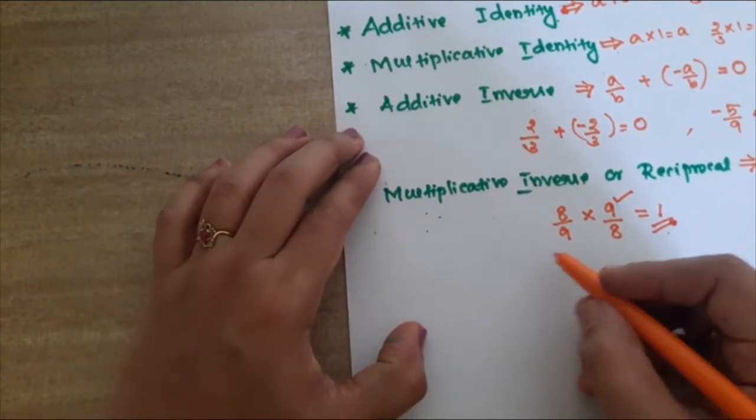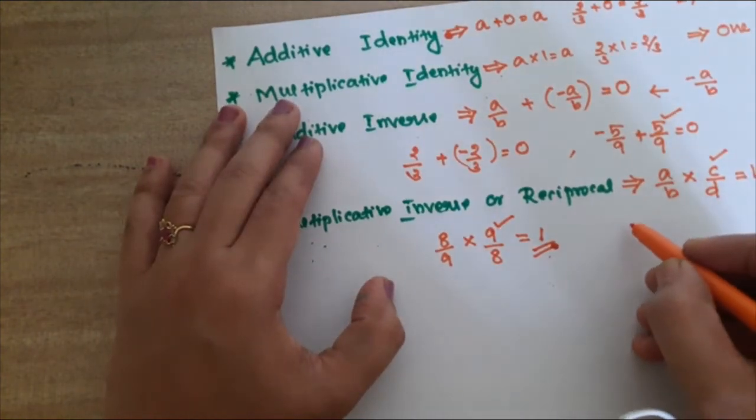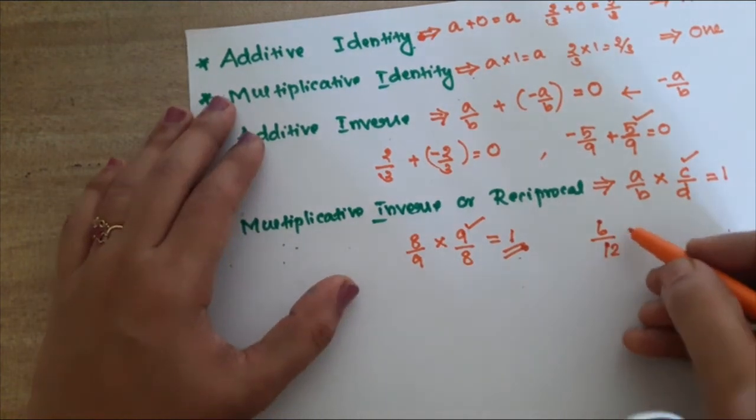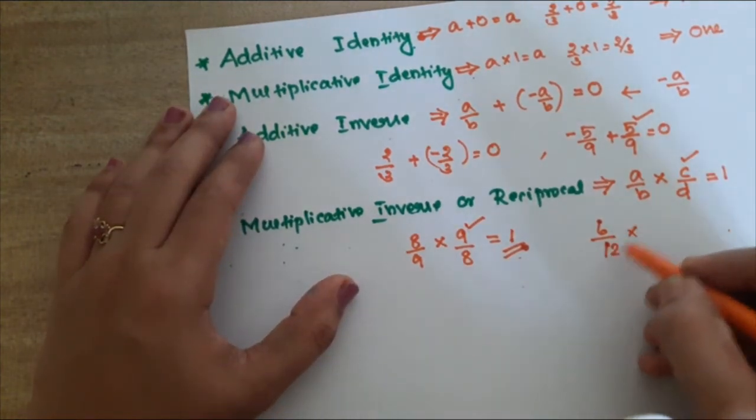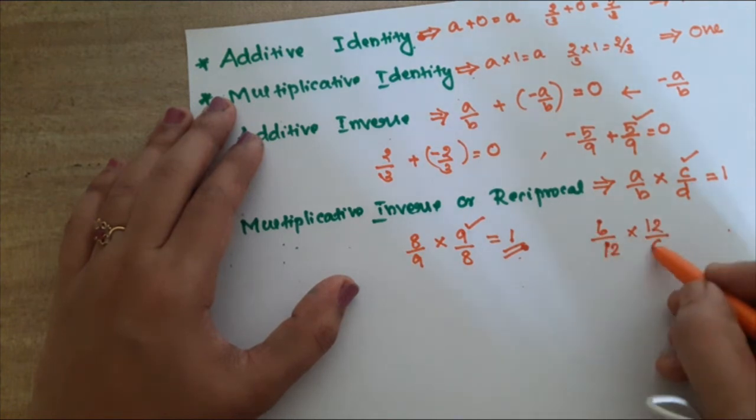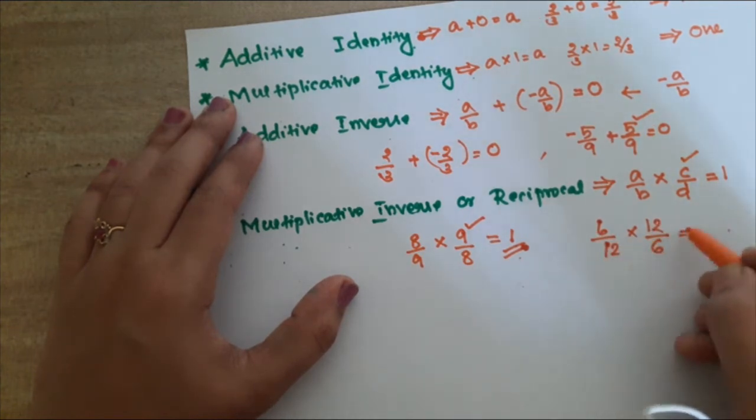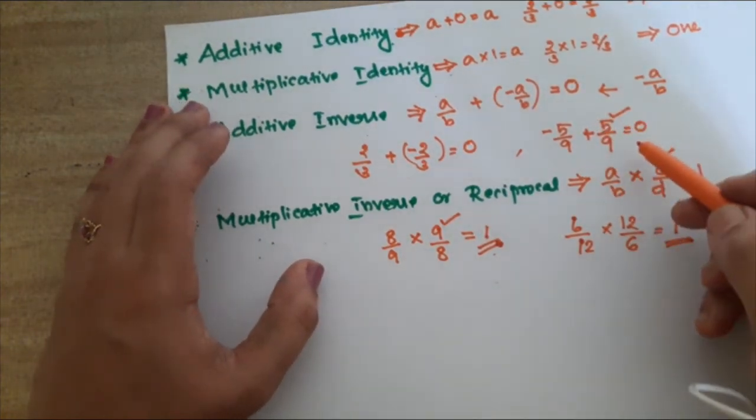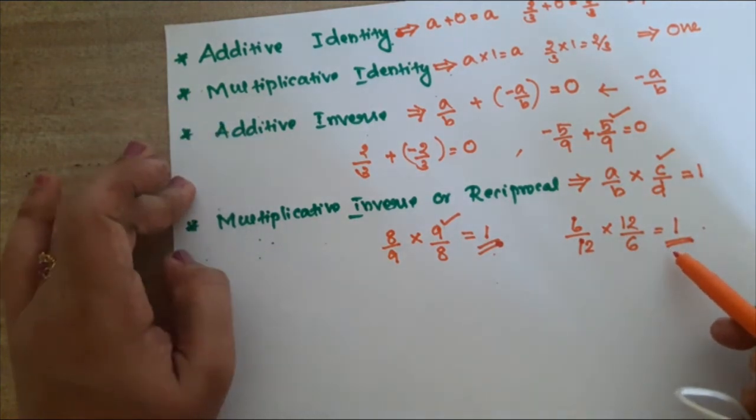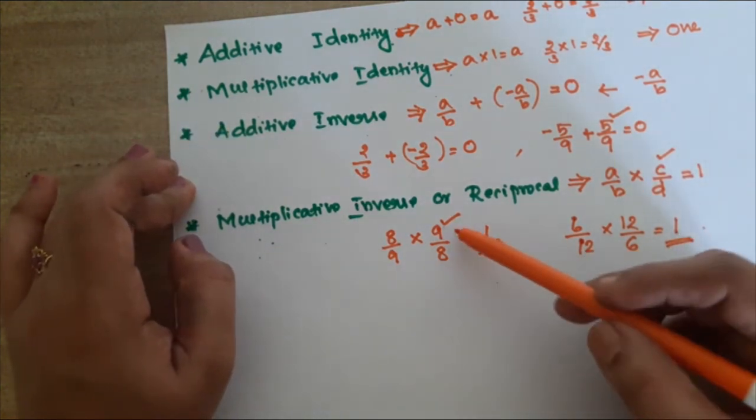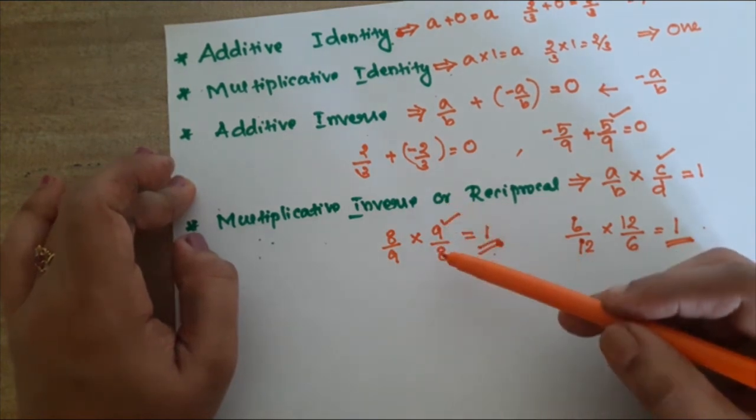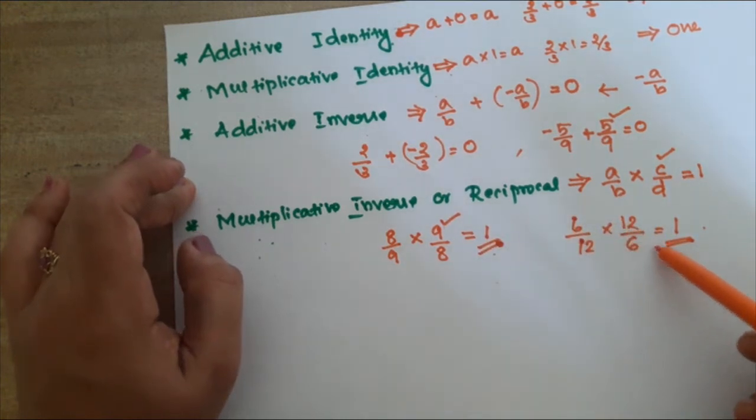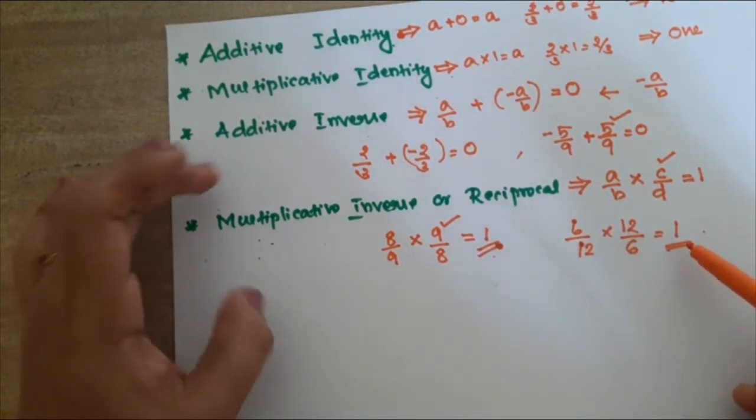Then, for example, the multiplicative inverse of 6 by 12. What is the multiplicative inverse of 6 by 12? That is, changing the denominator into numerator and numerator into denominator, now 1 will be the answer. For getting the additive inverse, 0 will be the answer. For getting the multiplicative inverse, 1 should be the answer. So here you should exchange this numerator with denominator, and you will get the multiplicative inverse.